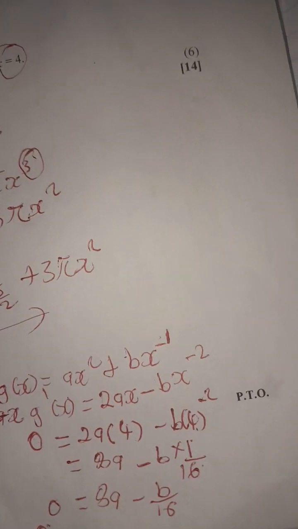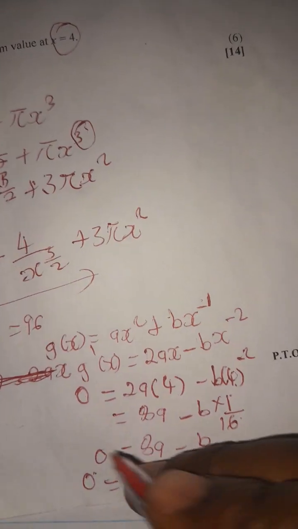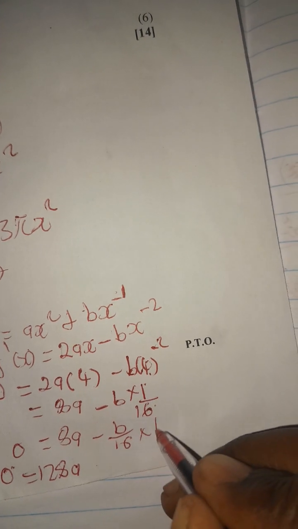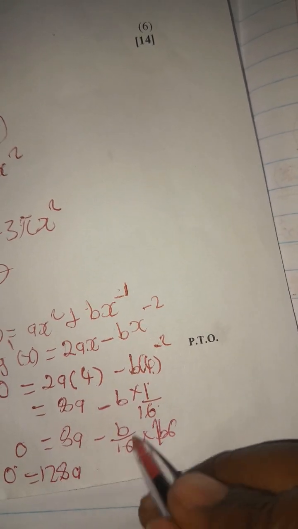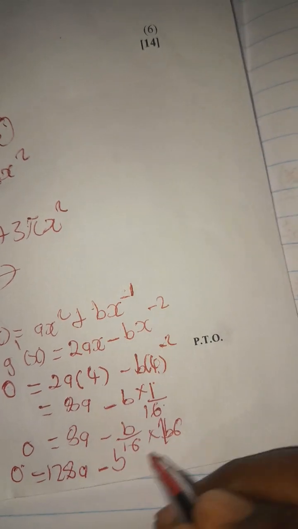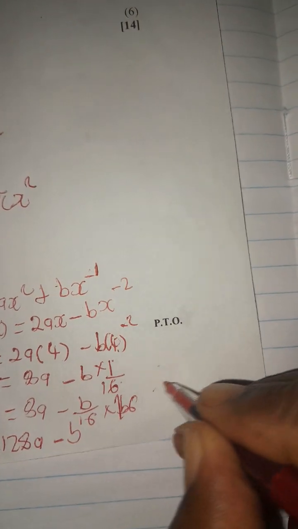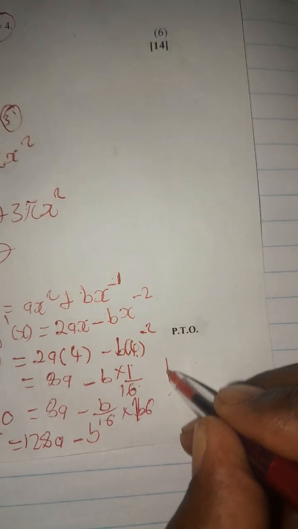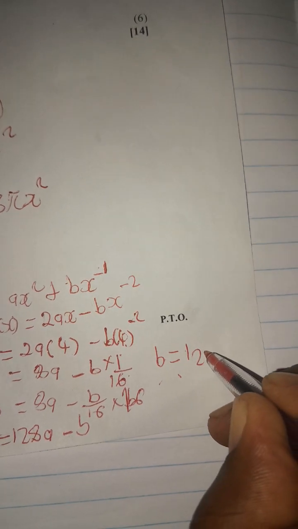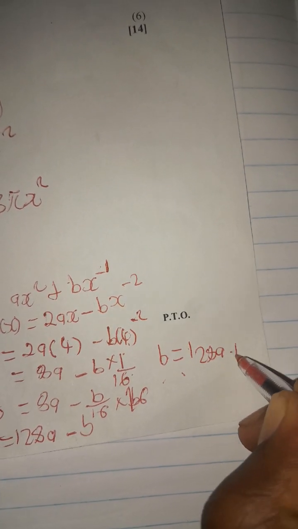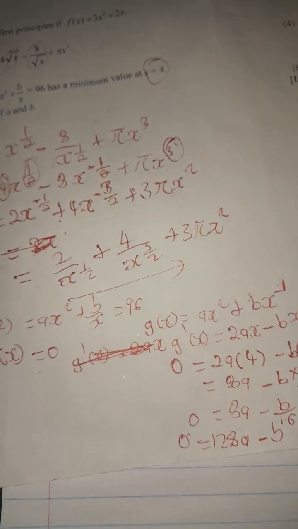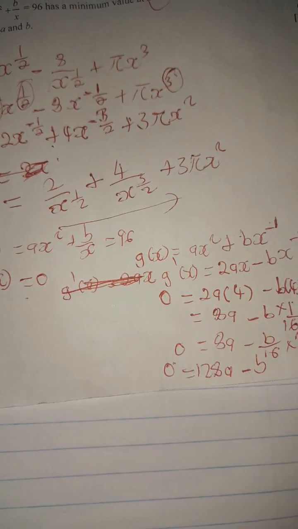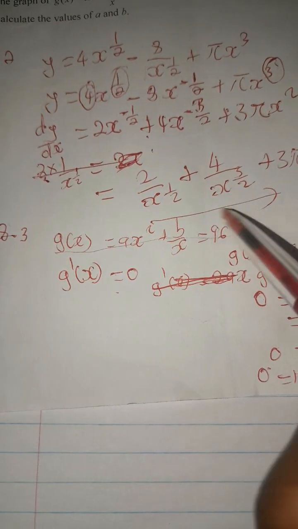What is 8 multiplied by 16? It is 128, so 128a. Then when you multiply by 16 on this side as well, we are left with b here. To make this equation 1, let's make b the subject. You take b to the other side, so b will be equal to 128a as equation 1. Are we still fine? Right, we have equation 1. So now we have to work out equation 2.